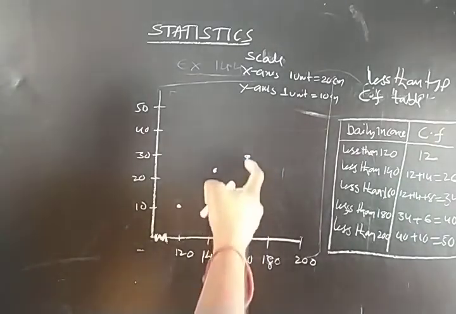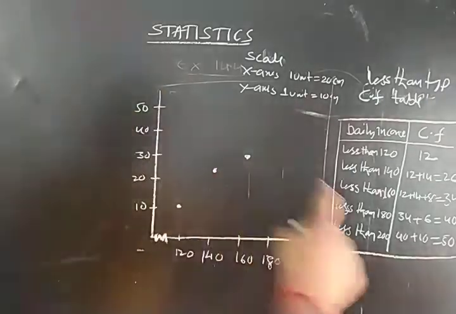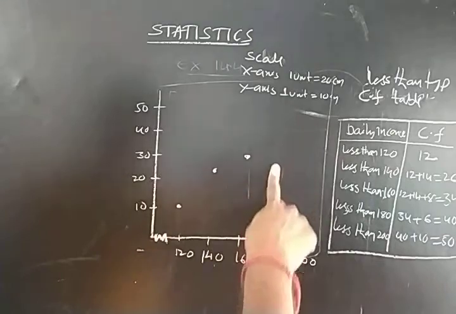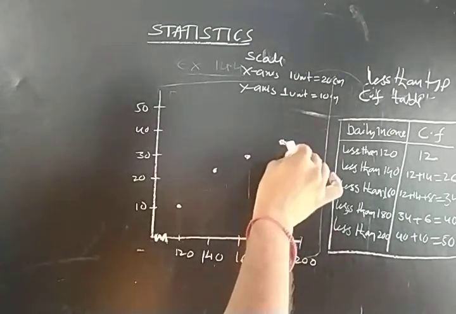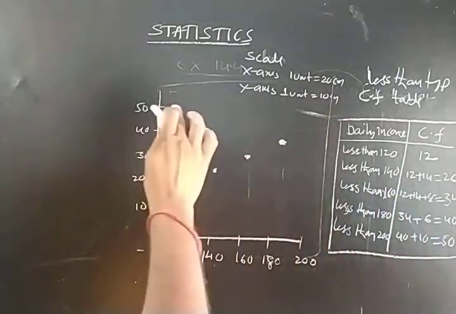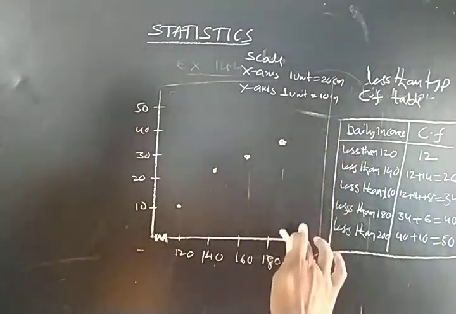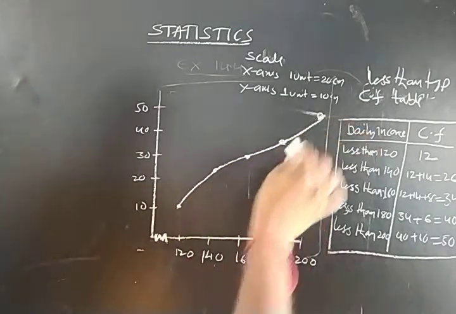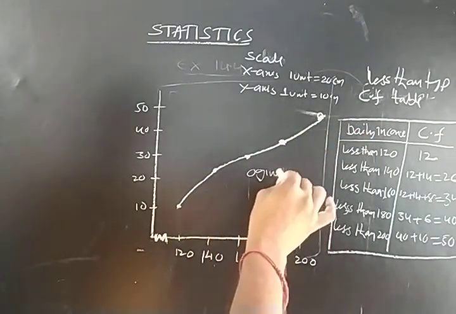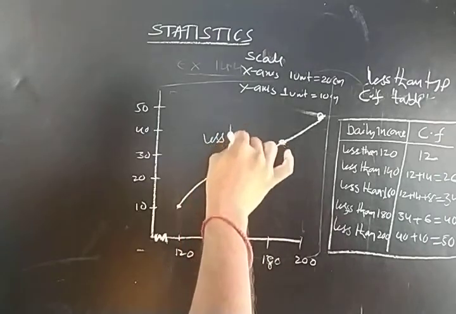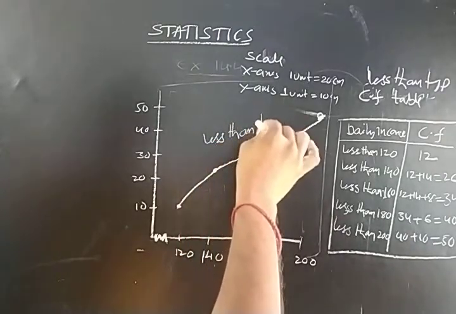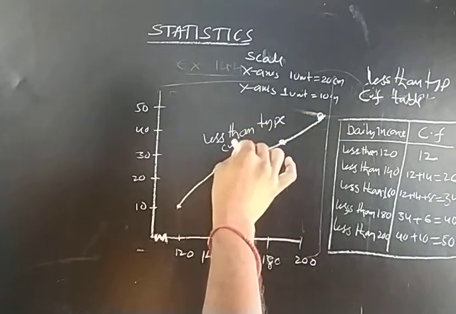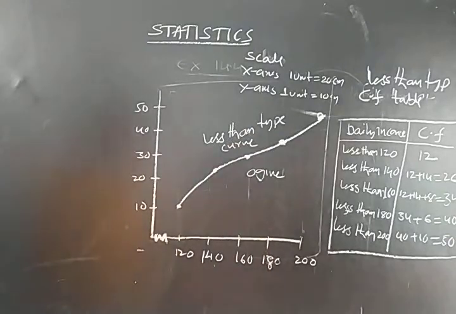160, 34. Next for 180, 40. This is 40 and this is 180. So here. Next 200, 50 here. So by joining these you will get the OJ curve. This is called OJ curve, or less than type curve. That's all. This is the procedure, right?